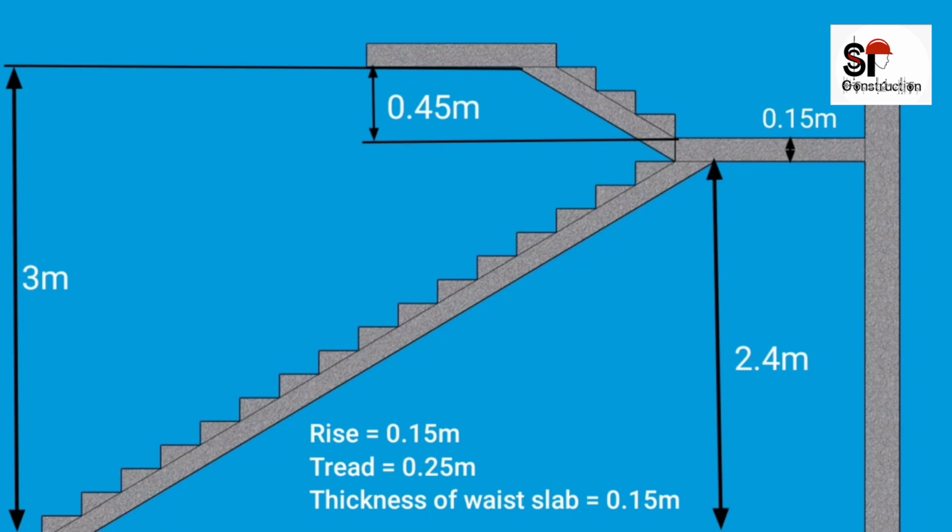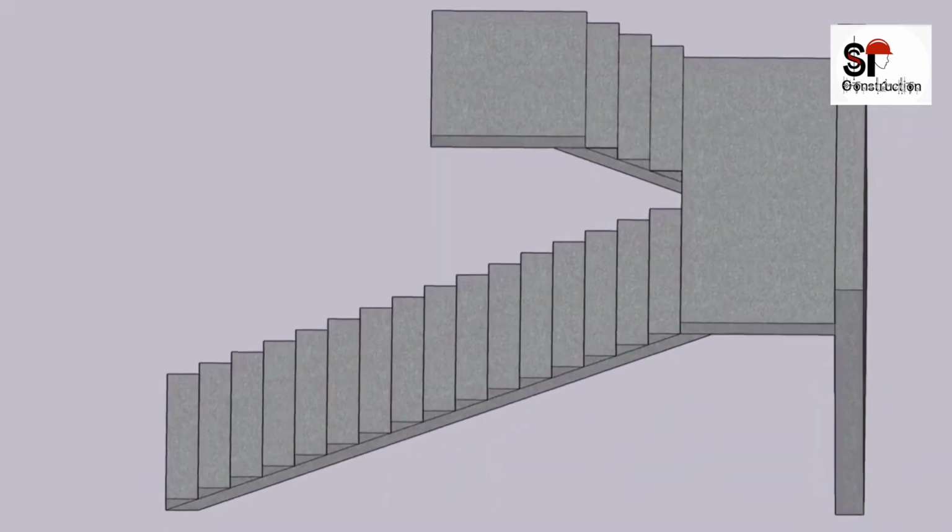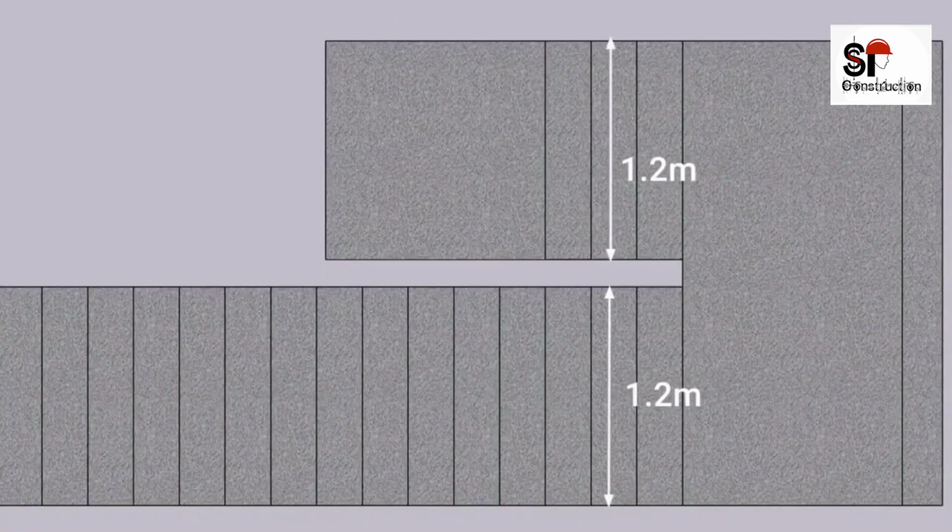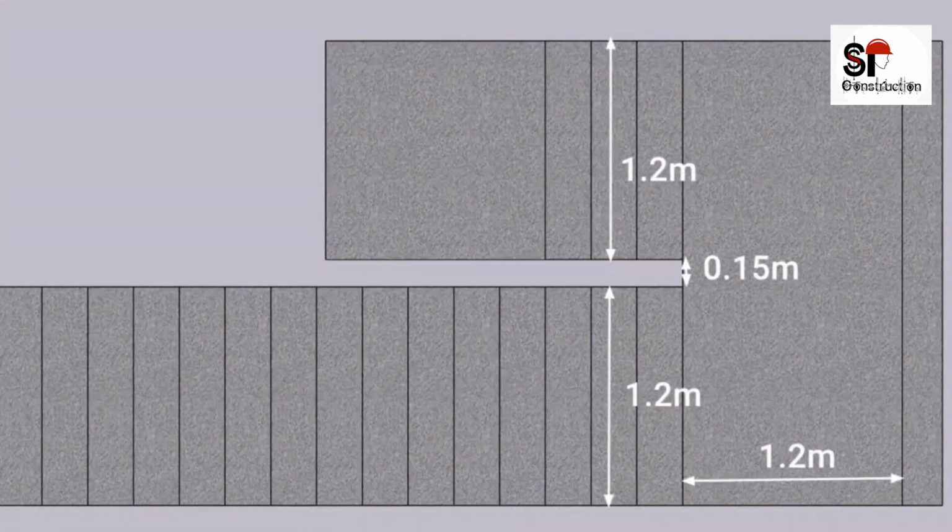The height of second flight is 0.45 meter from landing up to the bottom of floor slab. The thickness of waste slab is given as 150 mm or 0.15 meter. Width of each flight is 1.2 meter. The spacing between two flights is 0.15 meter and the width of landing is taken as 1.2 meter.